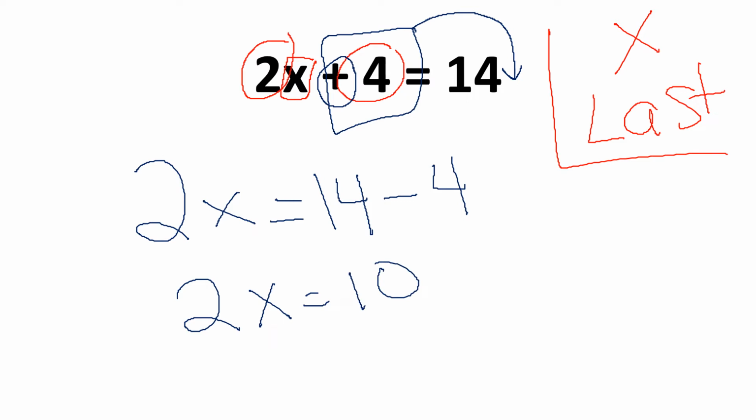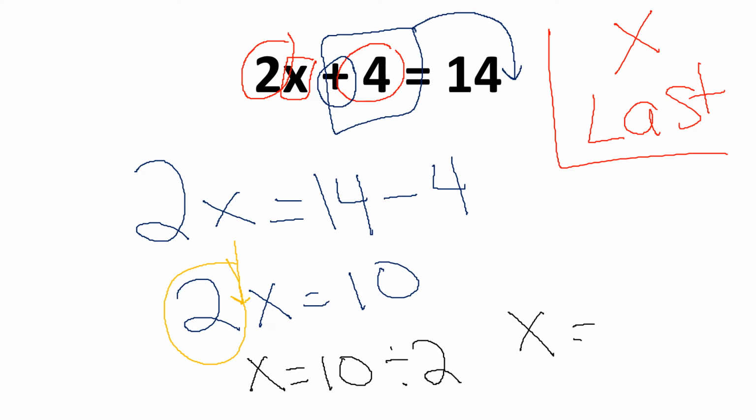Now I need to move my 2. What operation is happening? Two things side by side with no sign is multiply. So when I move that over, it becomes divided by 2 because the operation changes, and therefore x equals 5.